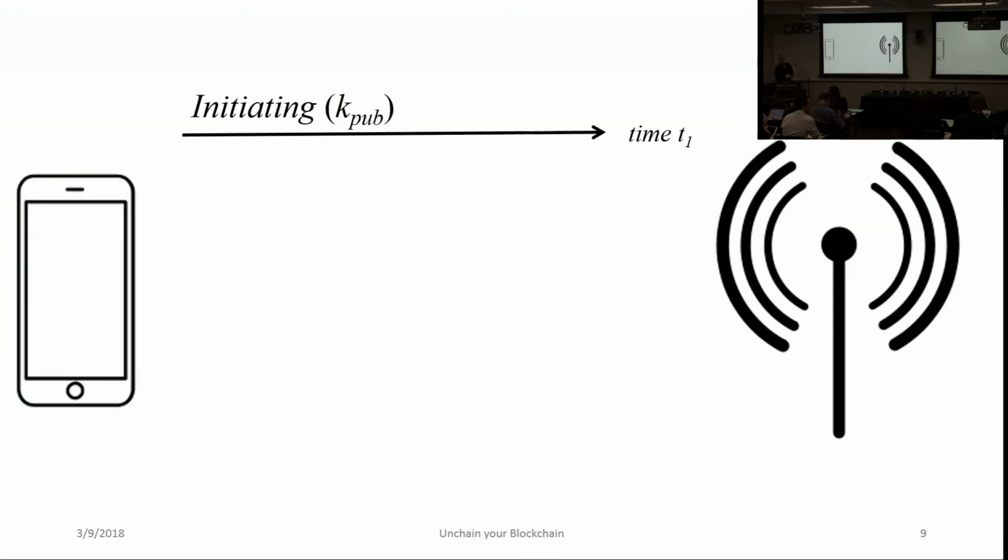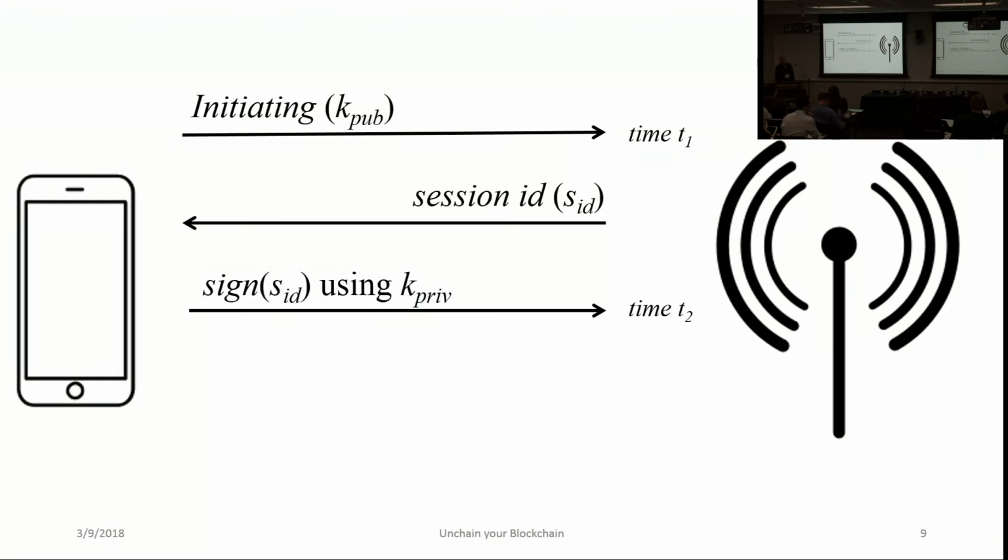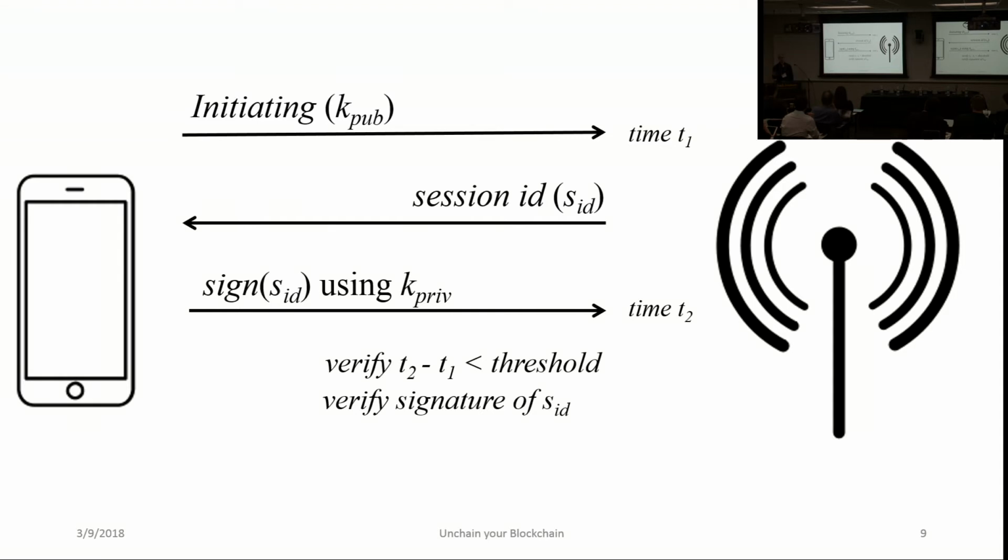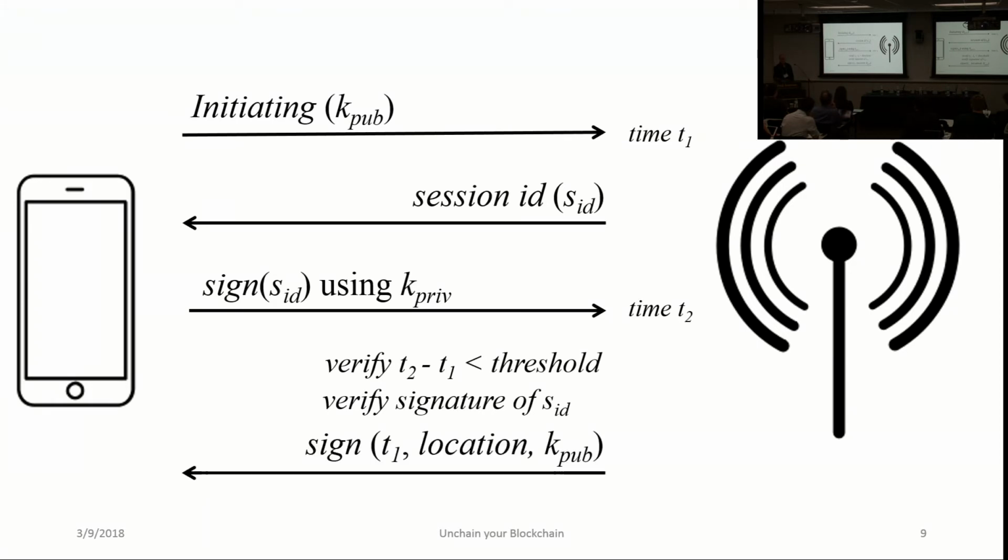Okay? It works as follows. Initially, the public key of the user is sent. The time is recorded by the corroborator. The corroborator creates a session ID, some arbitrary value. The user signs that value using the private key and sends the signed value to the corroborator. The corroborator now has the time of arrival. It can compute the difference to find the time of the round trip and verify the signature. If all is well, then a signed certificate is given to the user.